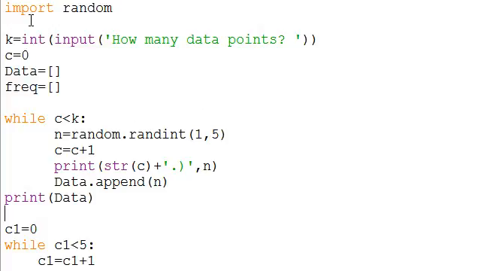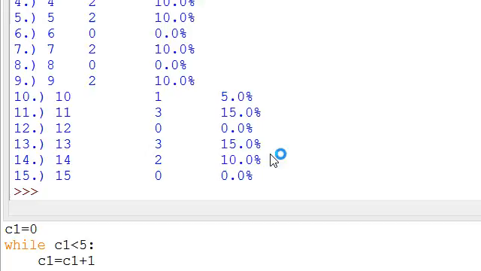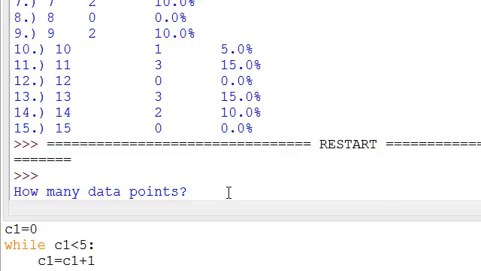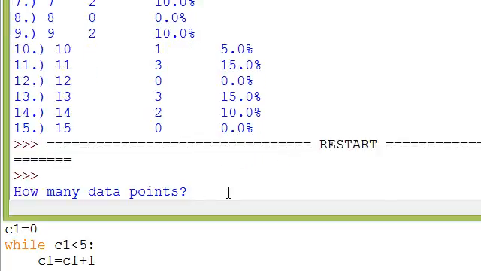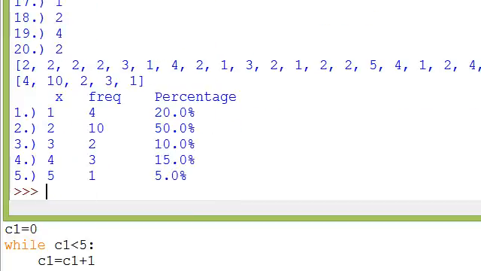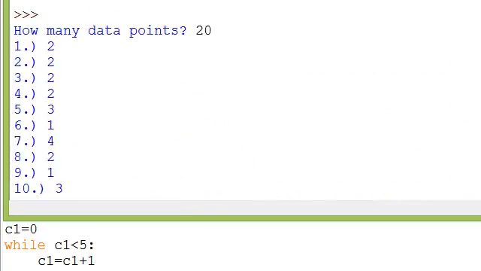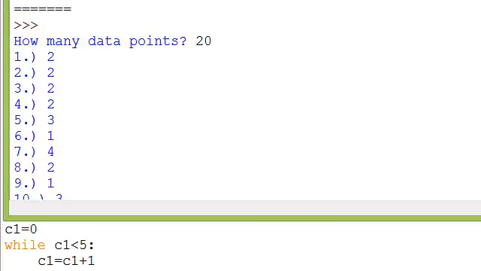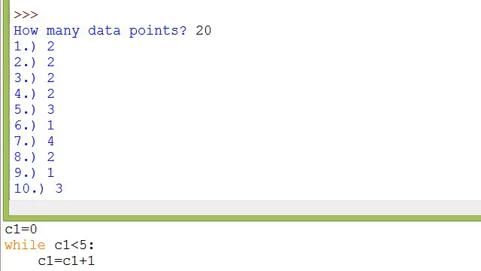Alright, let's just run this thing so we know what's going on here. Okay, how many data points? Let's do 20 data points. Right, so we were at the mall. And of course this is just a simulation here, but let's just pretend we were at the mall and randomly asking people what is their favorite number between 1 and 5 inclusively.